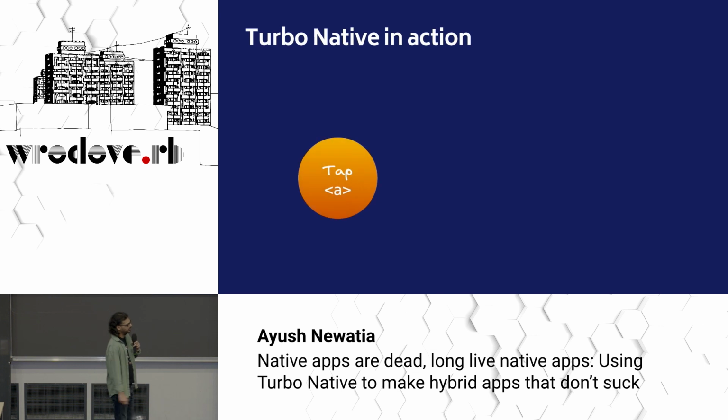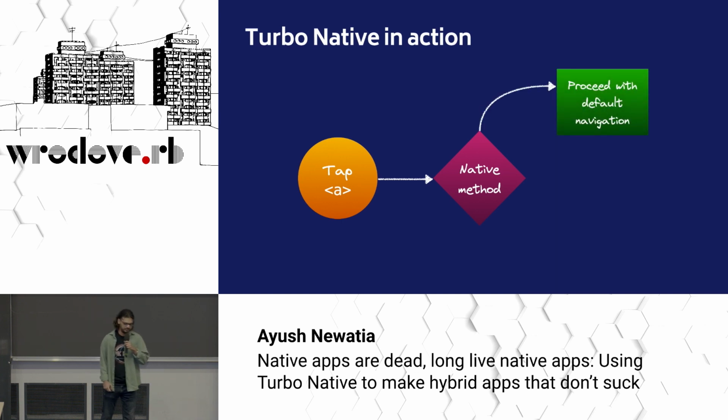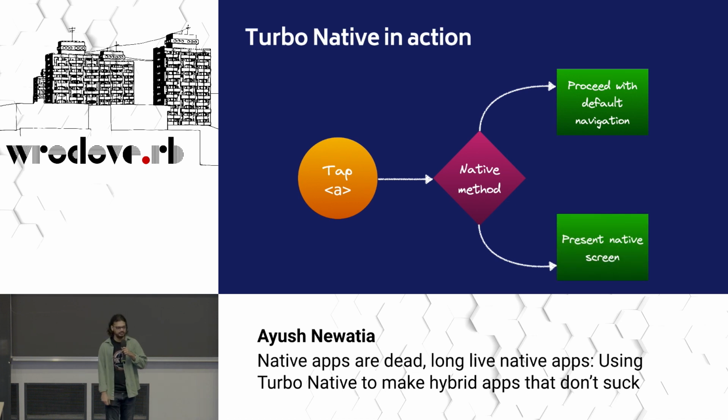So now, in a Turbo Native app, when you click a link, instead of making just a fetch request, it calls a native method. In this native method, you can make a decision. You can either proceed with the default navigation, or you can present a fully native screen. This is a really cool approach because you're never all in on either camp, web or native. You can make a piecemeal approach of it.